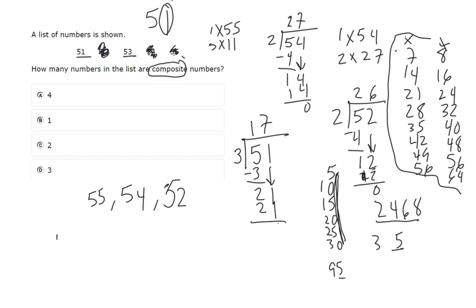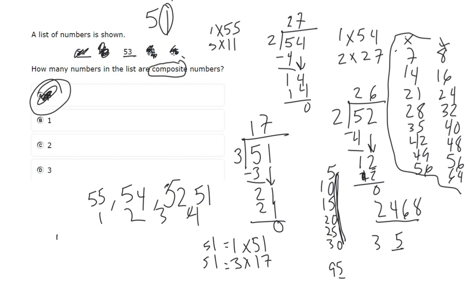Look at that. So that means that to get 51, I can multiply 1 times 51, but then also multiply 3 times 17 to give me 51, which makes 51 a what? A composite number. So that means 51 also goes on my list. I'll take it off, and then it says how many numbers on the list are composite. 1, 2, 3, 4. 4 numbers are composite. That's my answer.